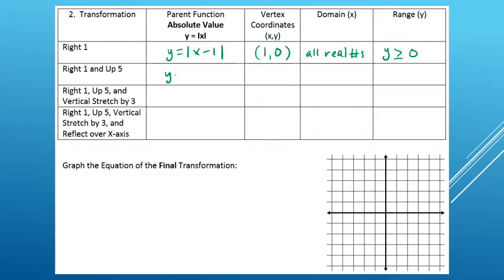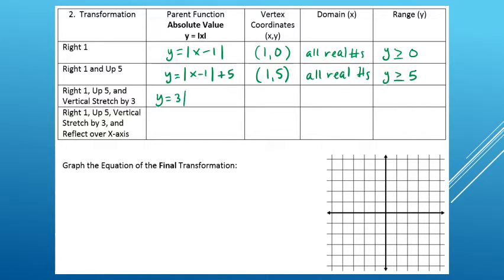For the next one, we're going to move it right 1 and up 5. So again, this looks very similar to the x squared function we just did, but we just want to help you see how it looks with the absolute value function instead. The vertex is now moved to 1, 5 since it went up 5. Domain is all real numbers. Range is y greater than or equal to, not 0, greater than or equal to 5, because we've now moved it up. And next we're going to also do the stretch by 3.